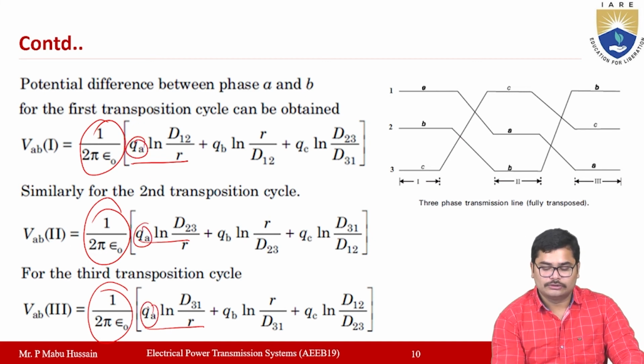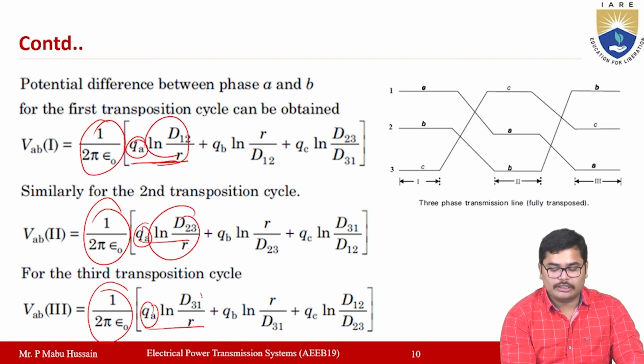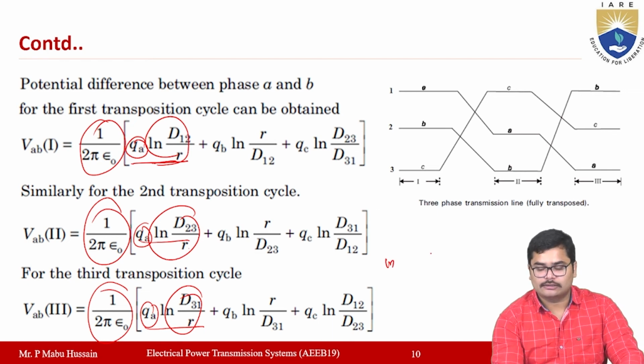You can take it out, right? So then you are having ln d12 by r, d23 by r, d31 by r. So we are going to add these terms, d12 by r, d23 by r, d31 by r, right? So then log a plus log b plus log c. So log a plus log b plus log c can be written as log abc, right?